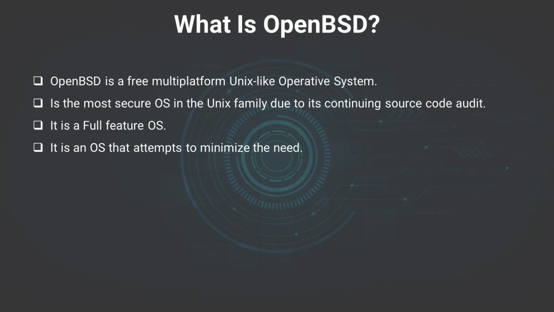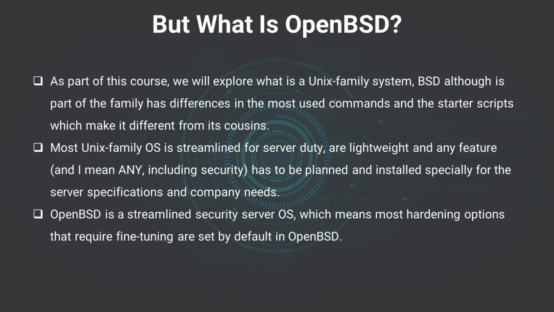OpenBSD is a free multi-platform Unix-like operating system. It's the most secure operating system in the Unix family due to its continuing source code audit. OpenBSD is a full-featured operating system, and it is an operating system which attempts to minimize the need for fine-tuning. But what does it mean? What is OpenBSD? Well, as part of this course, we will explore what is a Unix family system.